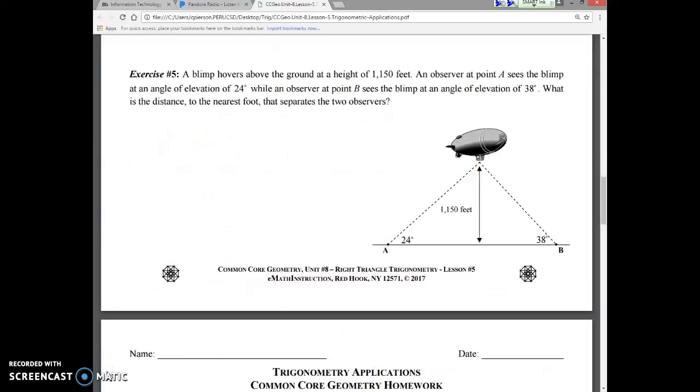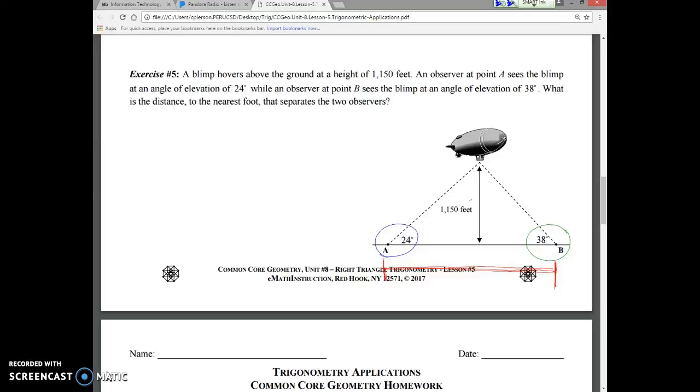The last one on page 18, number 5, it talks about a blimp hovering over the ground at a height of 1,150 feet. An observer at point A sees the blimp at an angle of elevation of 24, while an observer at point B sees the blimp at an angle of elevation of 38 degrees. What is the distance between the two? So you're looking for the distance from A to B. Please be observant. Recognize this is not an isosceles triangle.